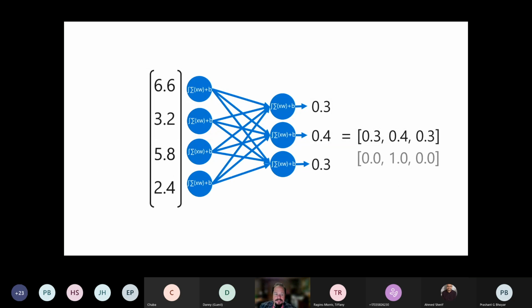All right, so let's go back to this real quick. Here are the numbers coming into the neural network, and there's the answer. Again, it thinks 0.3, 0.4, 0.3. The actual is this one. We need to get these numbers higher, specifically that number.